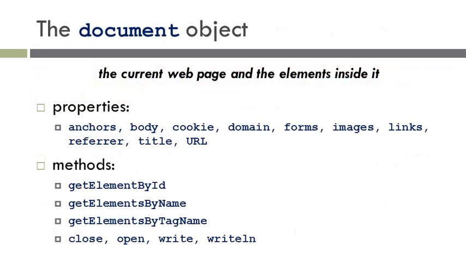The document object is the current web page and the elements inside of it. This is the main JavaScript object that is used for getting information about the current HTML document or for manipulating the HTML page in some way. The document methods and properties are also used to select elements in the page. For instance, getElementById or getElementsByName. In addition, close, open, write, and writeln are used for writing HTML expressions or JavaScript code into a document.